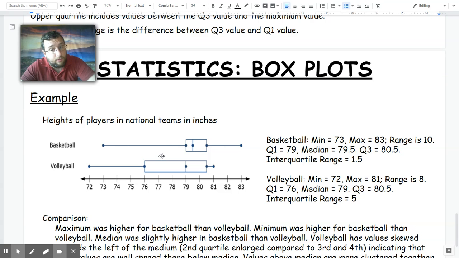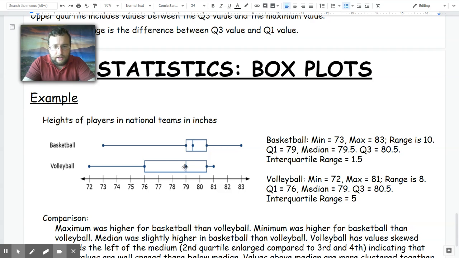Now, when you look at the volleyball numbers, the minimum is 72 and the maximum is 81, which is a lower range. So the whole thing is shifted to the left a little bit because there are apparently more short players on volleyball teams. The median is just below the median for basketball players, at 79. But if you compare where 50% of all the players are, which is inside of that box, most of them are spread from 76 to 81, which is much more of a spread than that of most of the basketball players.